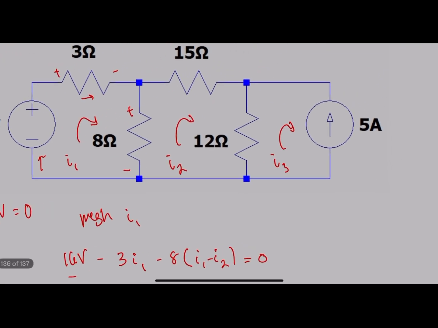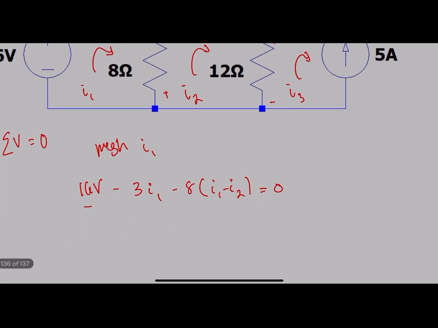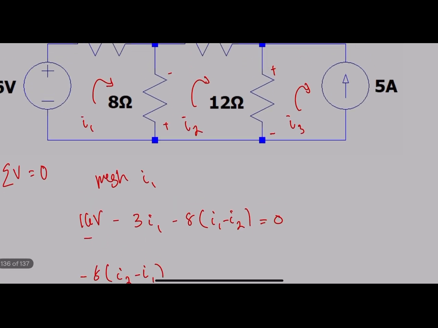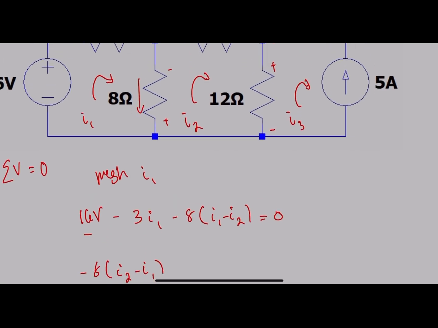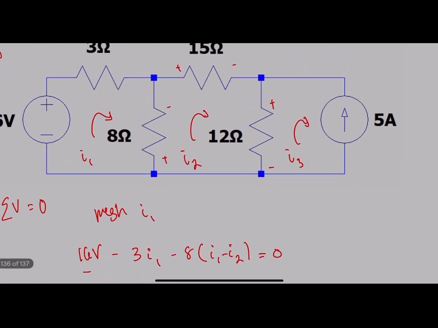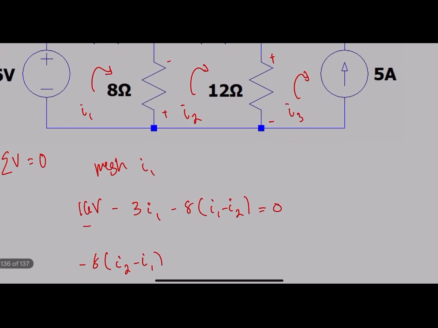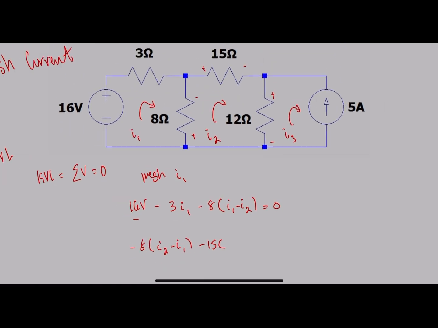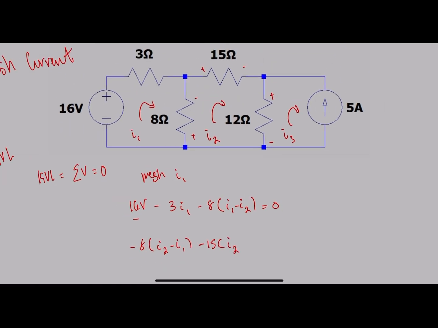Likewise, we'll look at our second mesh here, I2, and since we're defining it going clockwise here, we'll define our polarities this way. We'll start with the 8 ohm resistor. Again, because it's a shared mesh, it'll be negative 8 times I2 minus I1, because I1 is going in the opposite direction this time of what we defined. And then this will just be minus 15 times I2.